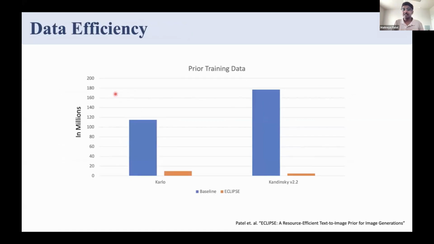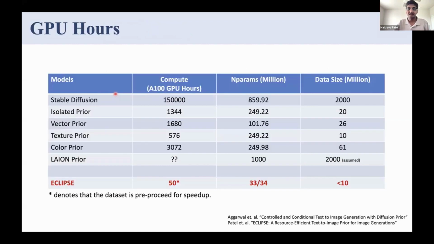Apart from just parameters, because we are doing the distillation from the CLIP model to the text to image models, we find that we don't need more than 100 million training data. We can just work with less than 10 million training data and we can still achieve state of the art performance.